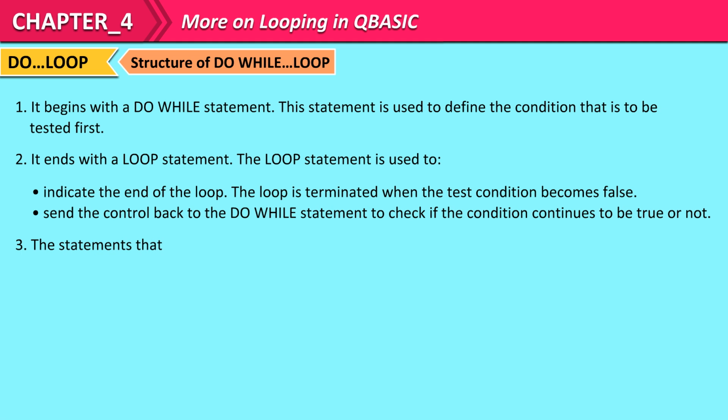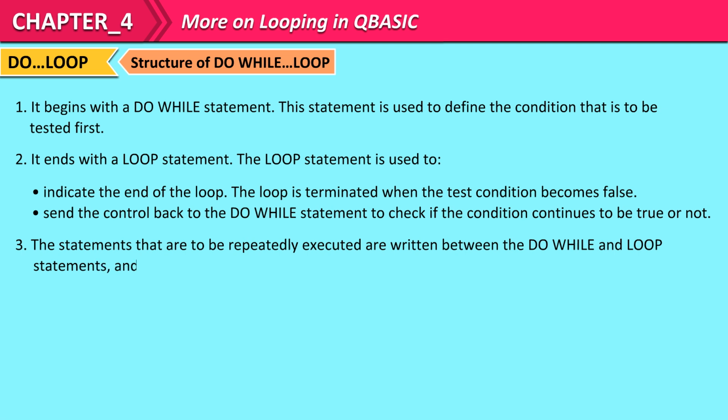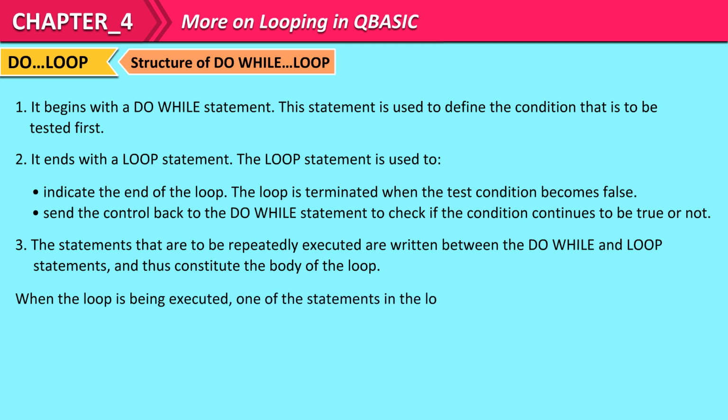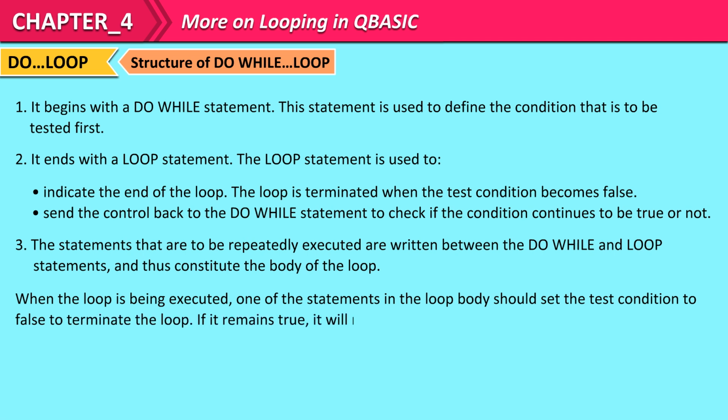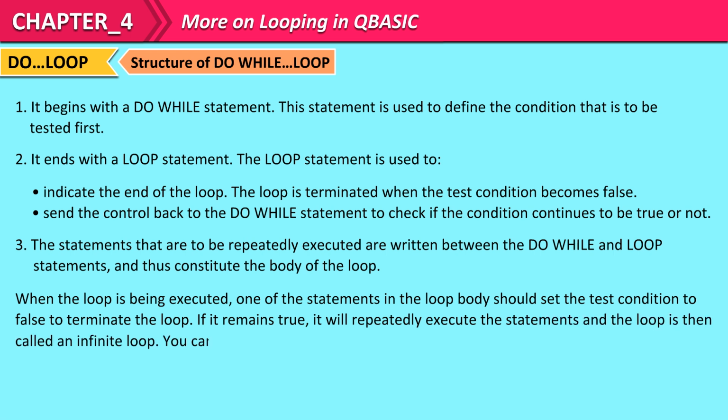Third, the statements that are to be repeatedly executed are written between the do while and loop statements and thus constitute the body of the loop. When the loop is being executed, one of the statements in the loop body should set the test condition to false to terminate the loop. If it remains true, it will repeatedly execute the statements and the loop is then called an infinite loop. You can stop an infinite loop by pressing Ctrl plus Break keys.